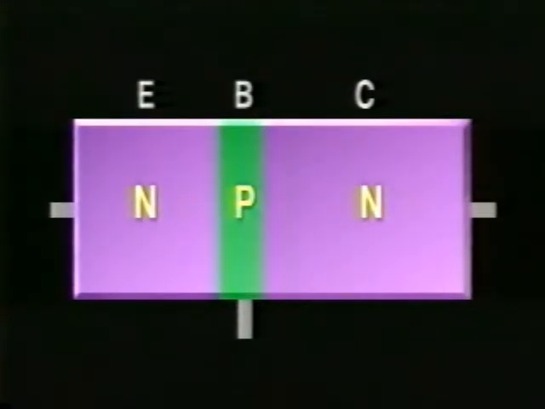Besides the differences in physical size, there are also differences in the doping levels of each area. The emitter is the most heavily doped. The base region is the most lightly doped. The doping level of the collector falls somewhere between the two. This is true for both NPN and PNP transistors.